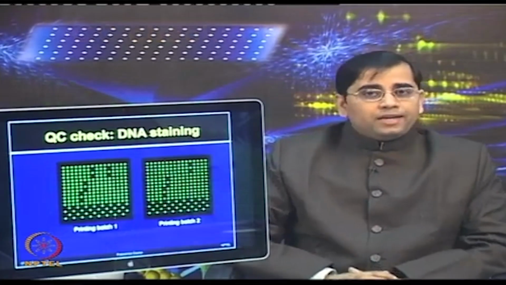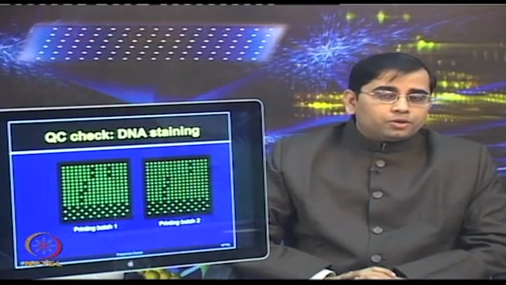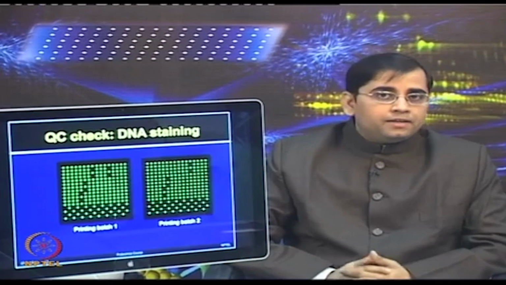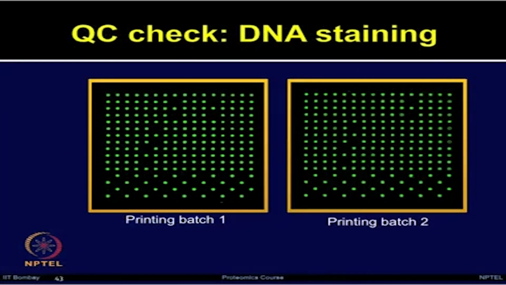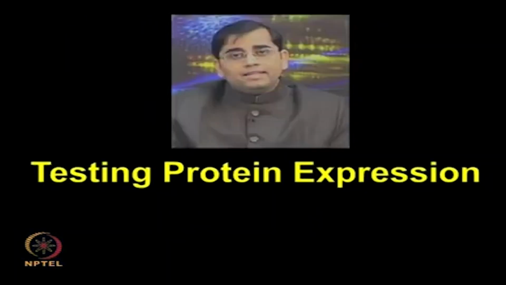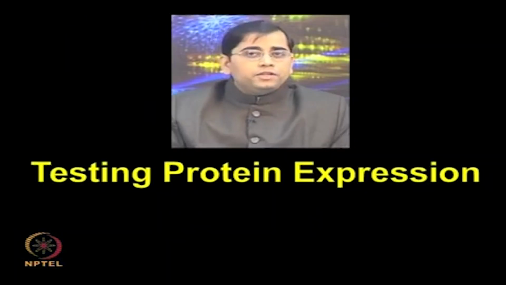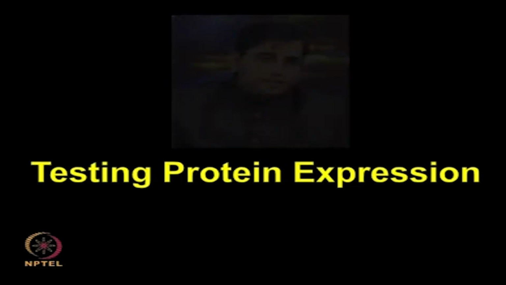Now, batch to batch variation needs to be ensured, because if you are printing 200 slides, 100 in each batch, you need to ensure that all the batches can be used for one experiment and that the data can be compared. So, batch to batch printing should always be ensured for both DNA staining as well as the protein expression. Now, once the DNA has been quality control checked, we need to move on to the protein expression testing.